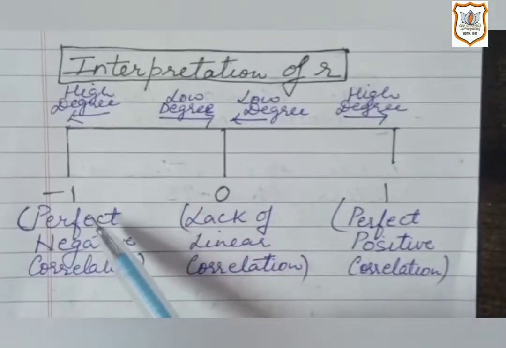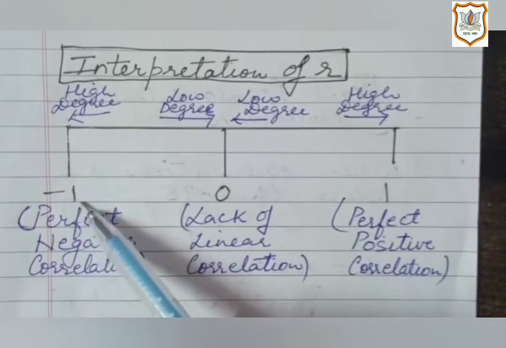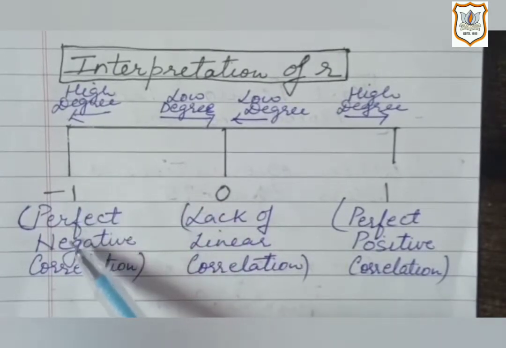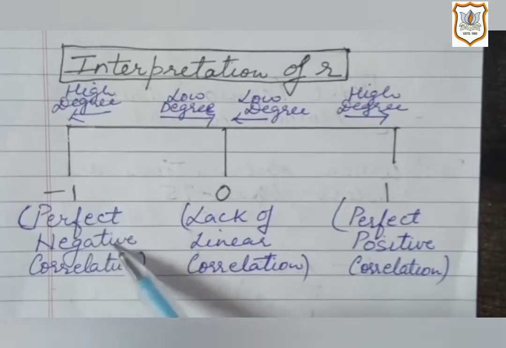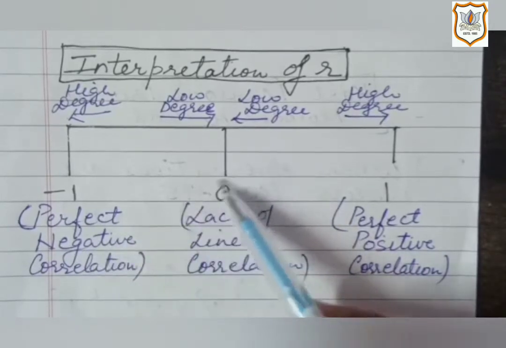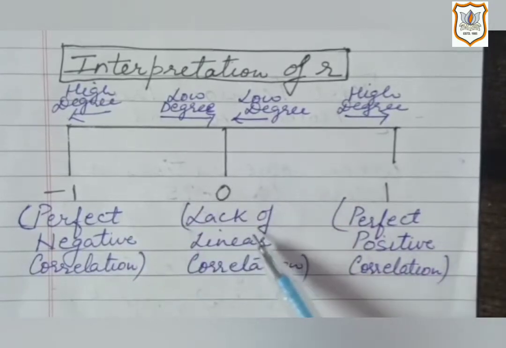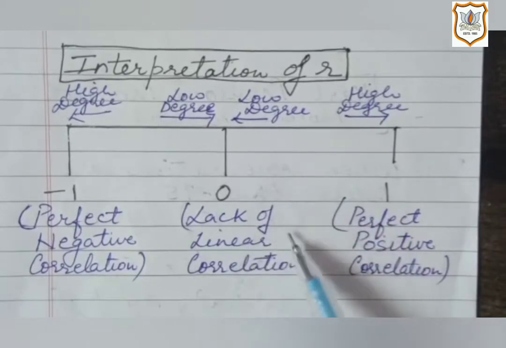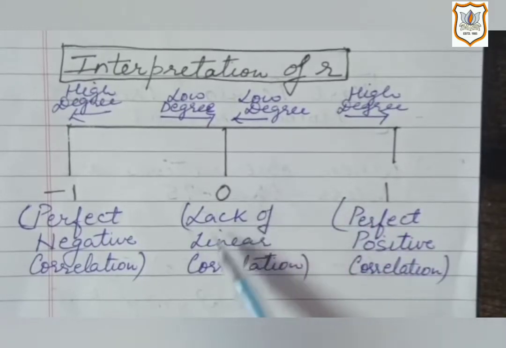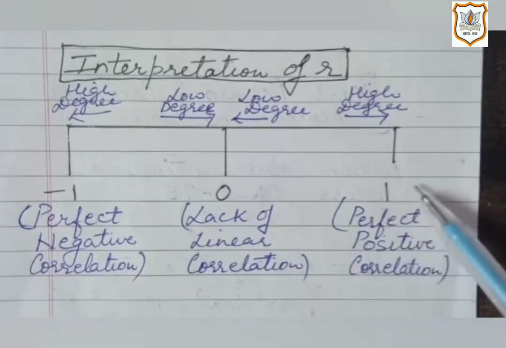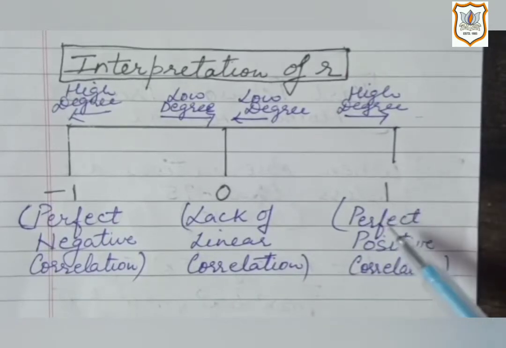If the value of r is -1, then we say that the correlation is perfect negative. If the value of r is 0, that means there is no correlation between the variables, or we can say lack of linear correlation. If the value of r is 1, we say it is perfect positive correlation.